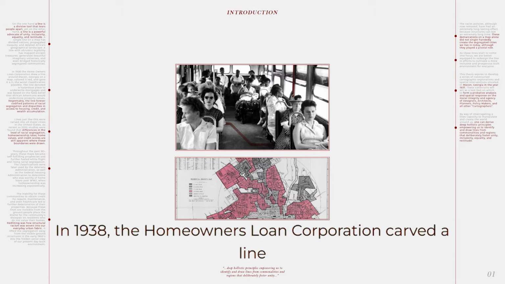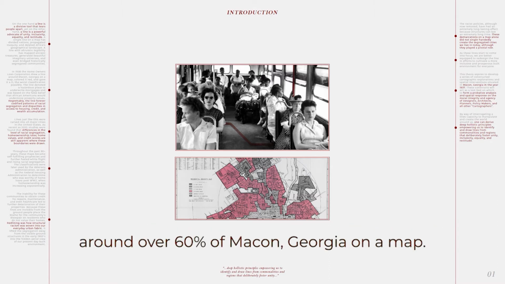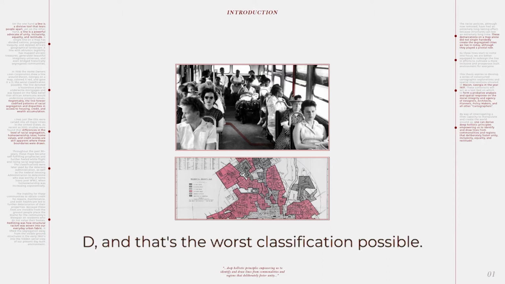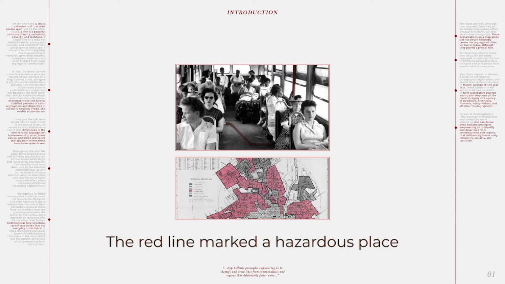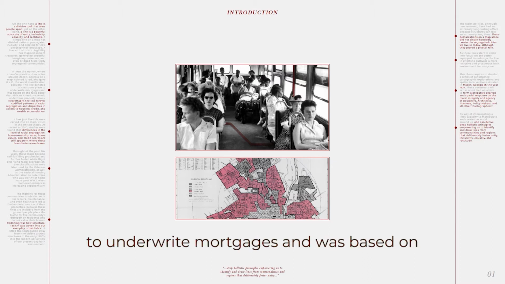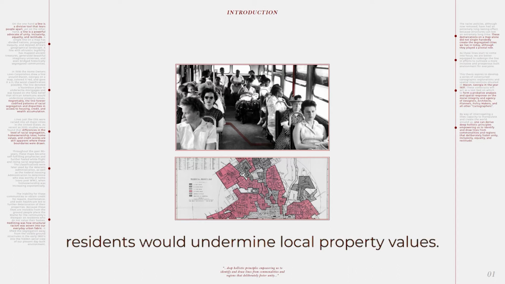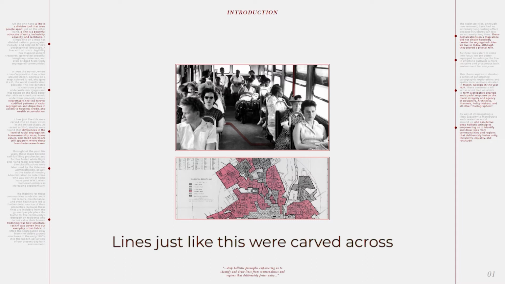In 1938, the Homeowners Loan Corporation carved a line around over 60% of Macon, Georgia on a map. They colored it red and gave it a D, and that's the worst classification possible. The red line marked a hazardous place to underwrite mortgages and was based on the false belief that neighborhoods with black residents would undermine local property values. Lines just like this were carved across all major cities in the United States.